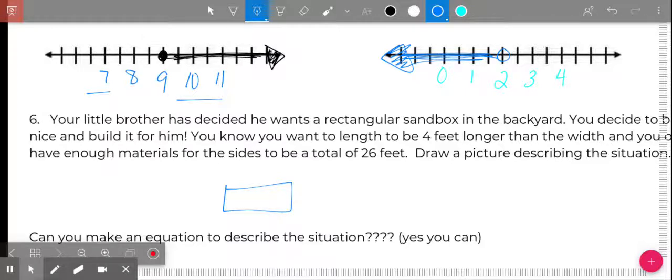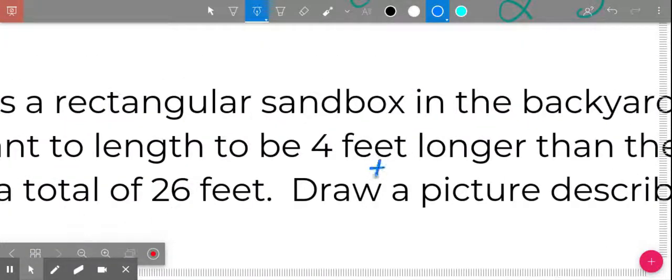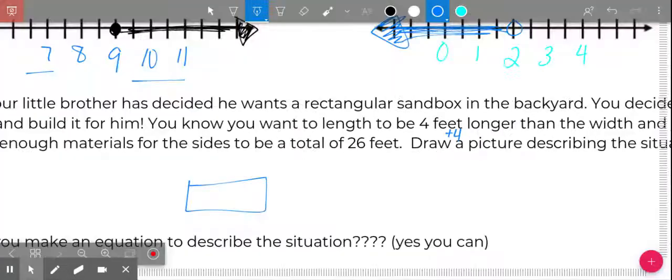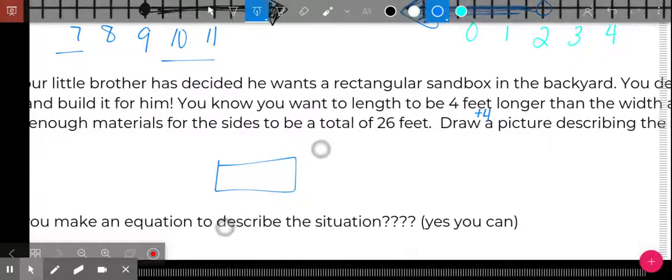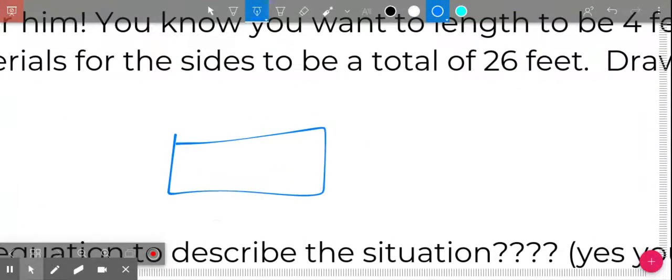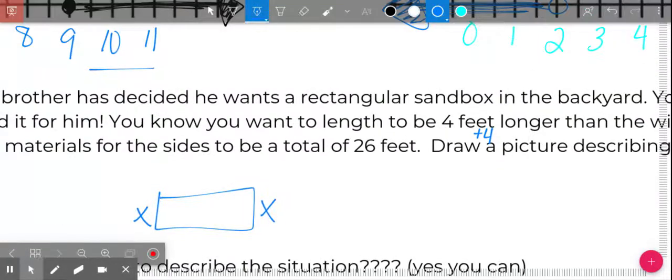Sorry about that, guys. So we know we want the length to be 4 feet longer than the width. If something is longer, that means we're adding to it, so it's going to have a plus 4 in there somewhere. But we never talked about the width, so we're just going to call the width x. And then the length was 4 feet longer, so it's just going to be x plus 4. And we know all of that needs to total 26.